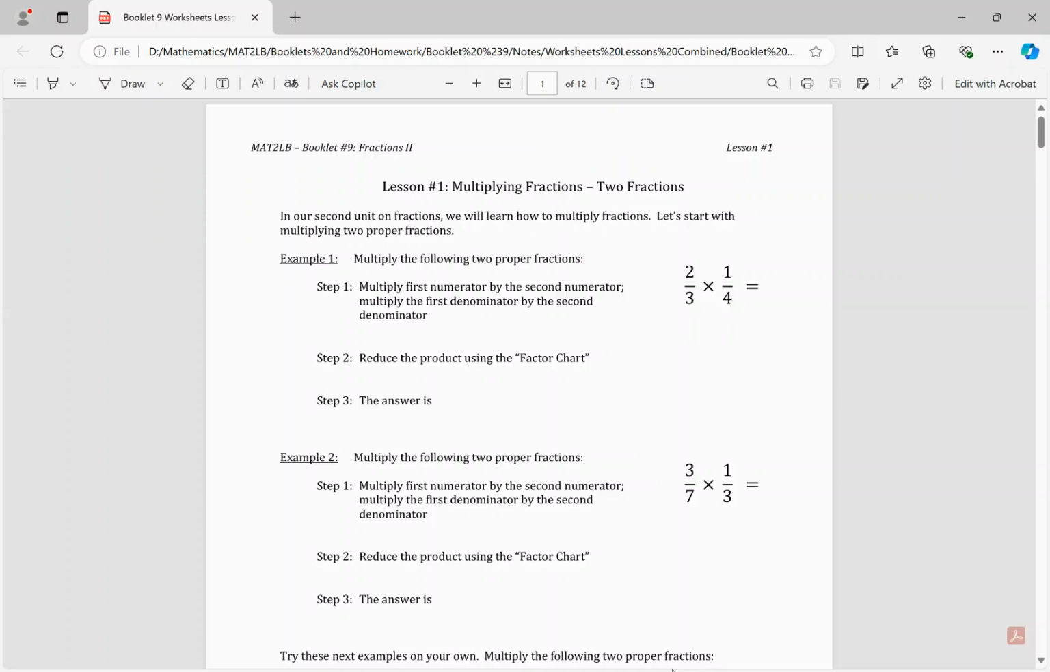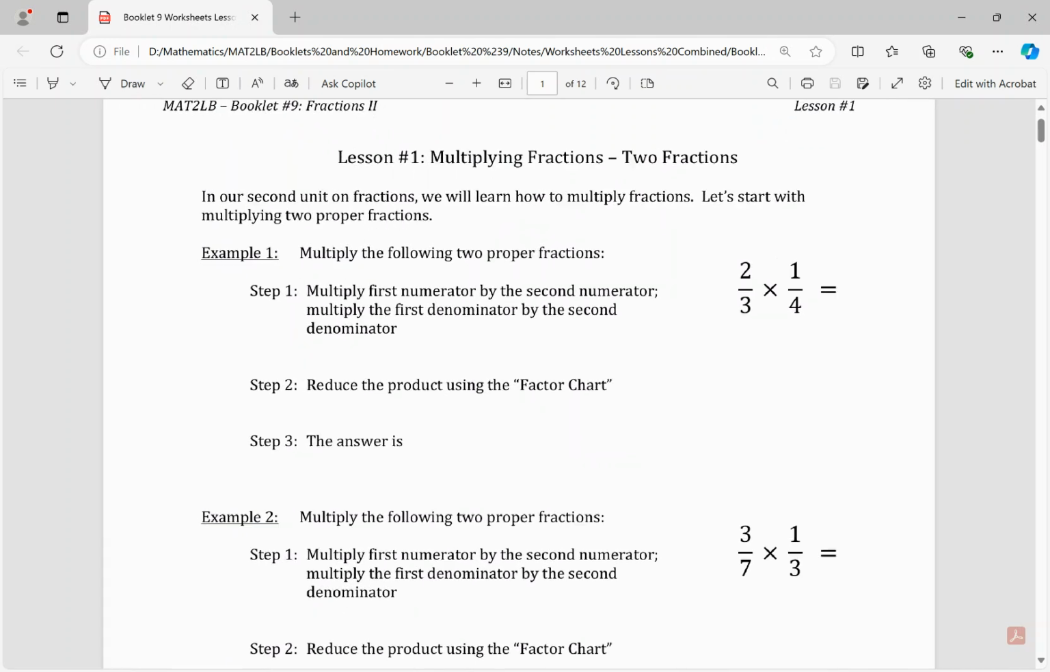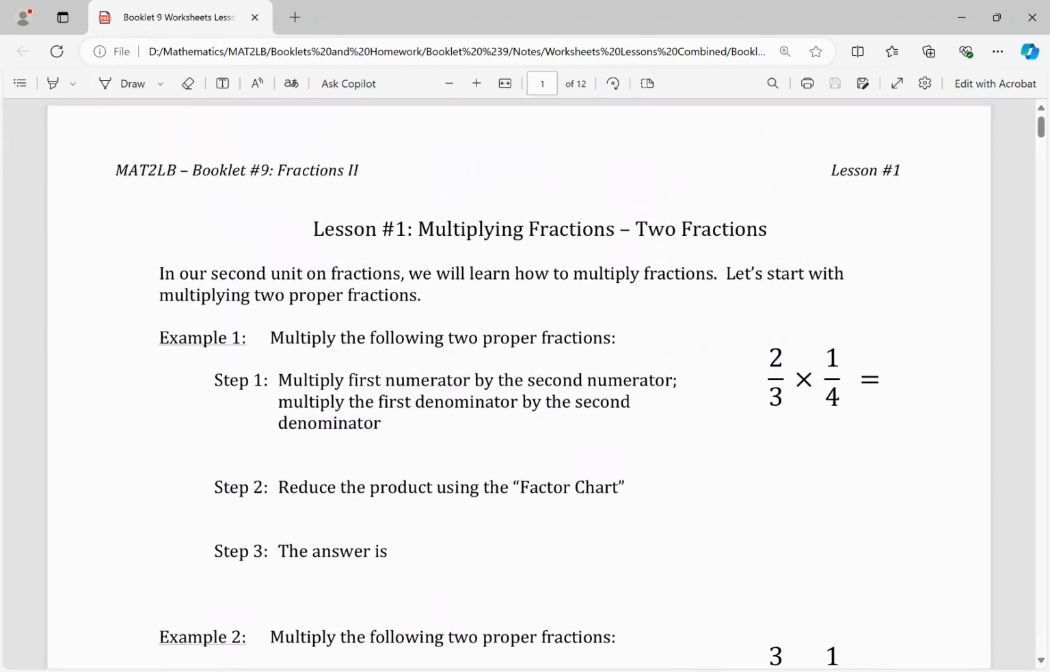In this lesson, we are going to begin Booklet 9. So this is Lesson 1 of Booklet 9. In this booklet, we are going to talk all about multiplying and dividing fractions. So this is similar, but slightly different to Booklet 8, where we talked all about adding and subtracting fractions.